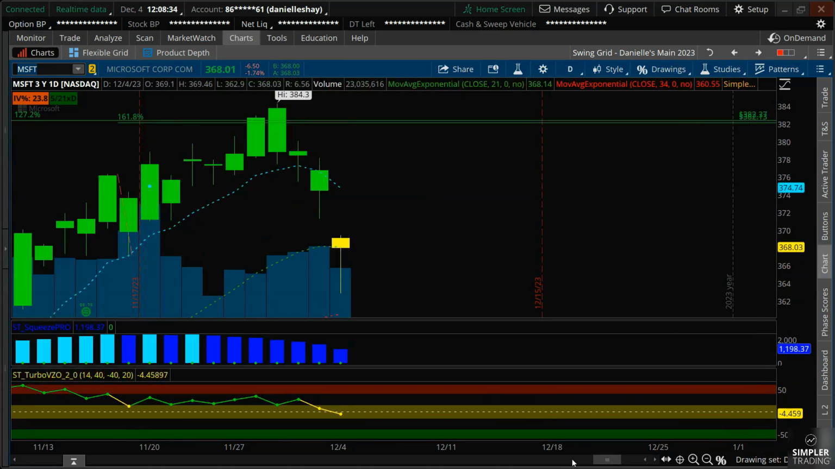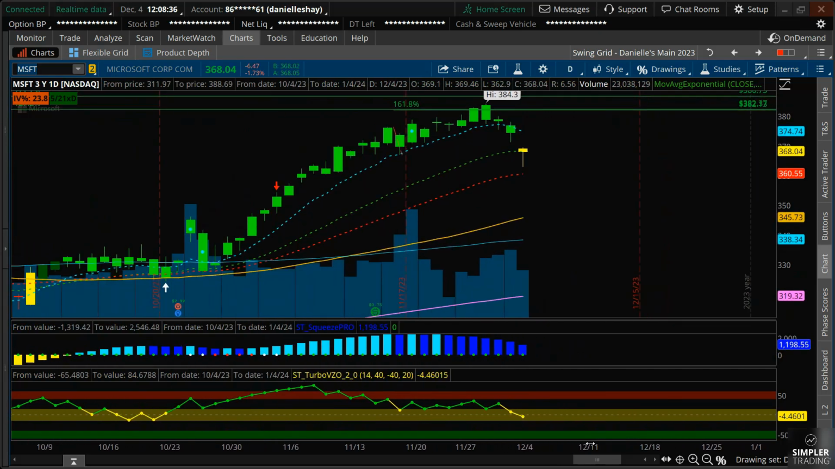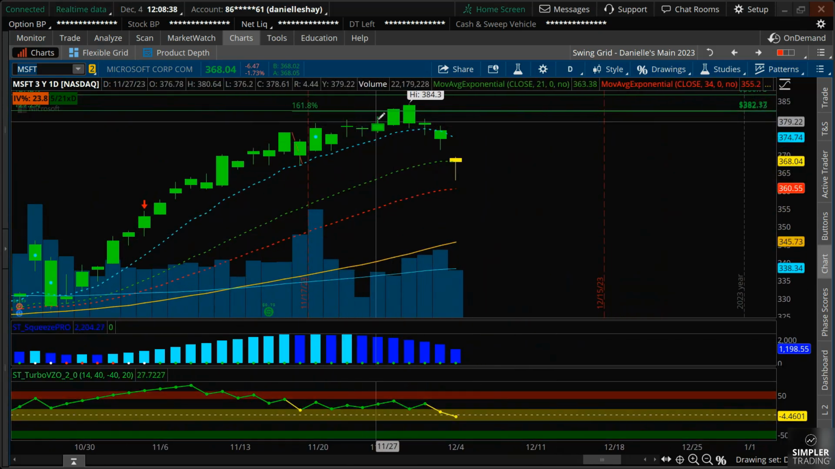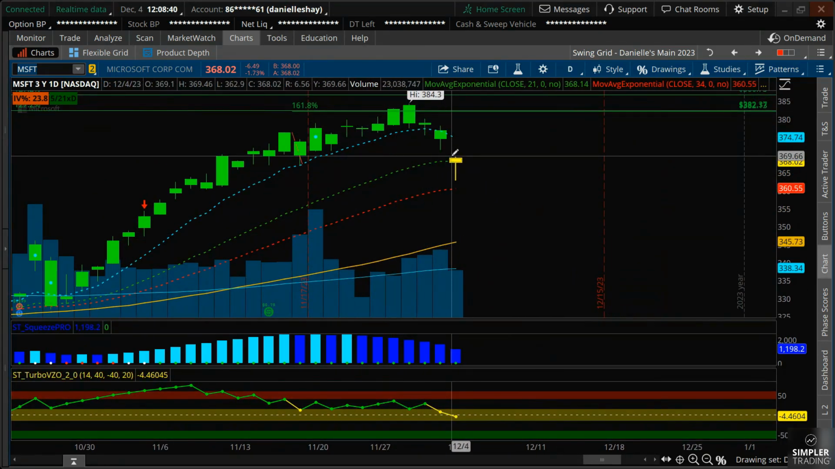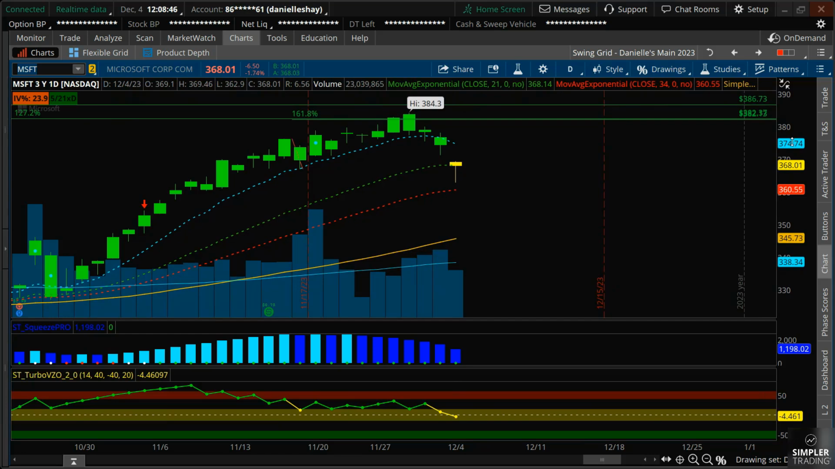But right here now, I'm looking at it because I have a setup on the lower time frame. Now, anytime you have a pullback in a hot stock like this, you want to start looking for some signs that it's time to buy the dip. With Microsoft, we have a few. We don't have all of them, but we're starting to see some signs that it may be time.